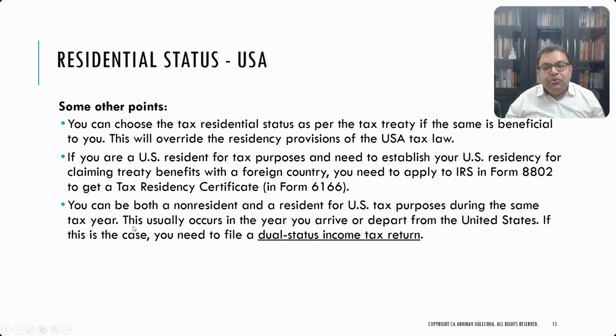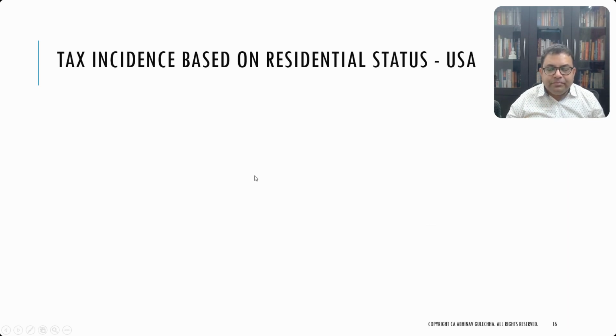Then there is this thing that you can be both a non-resident and a resident for US tax purposes during the same year. This occurs especially in the year that you arrive in the US for the first time, where you can elect to be a non-resident or a resident, or when you depart from the United States. In those situations, you can be a dual resident, and the IRS guidance is that you can file a dual-status income tax return.